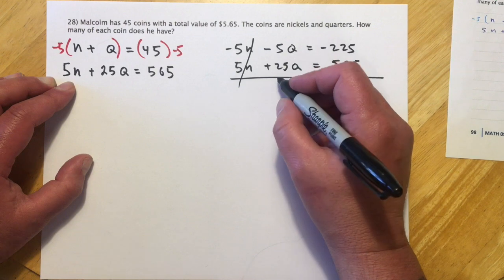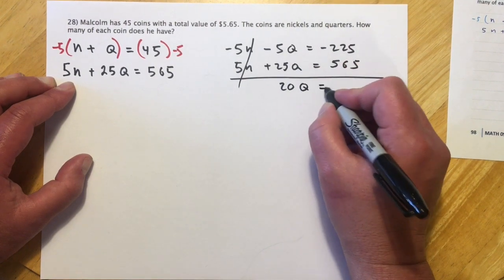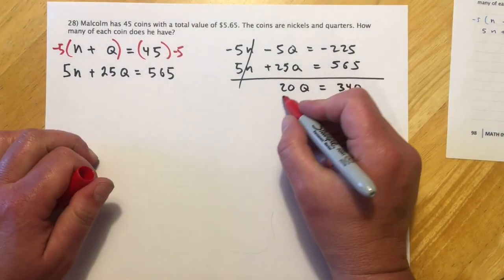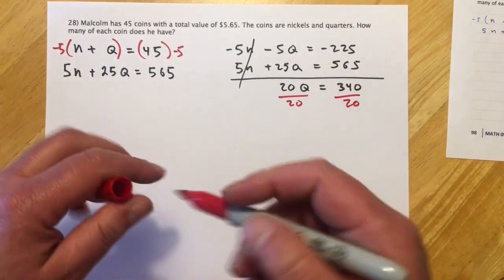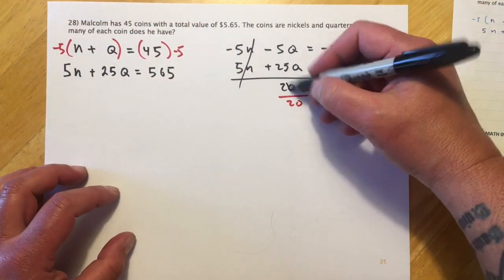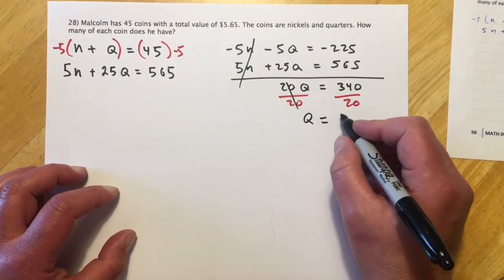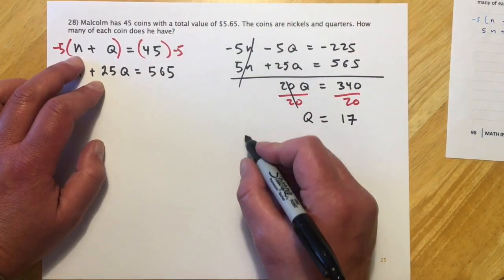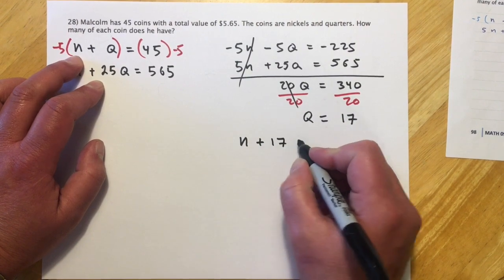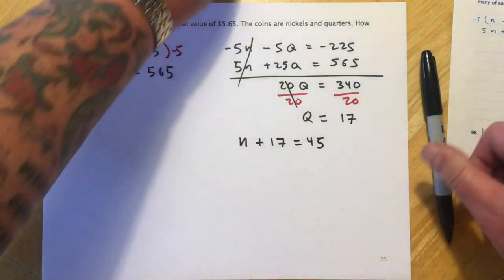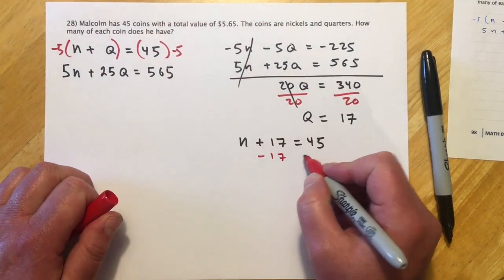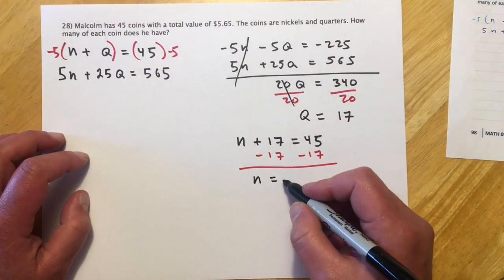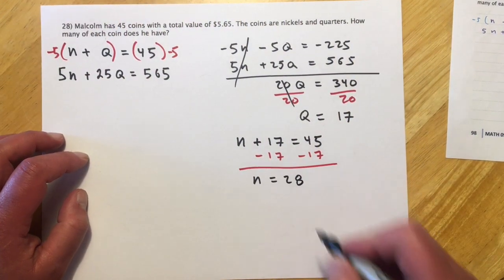And those drop out, which was the plan. And I got 20q equals 340. And then we'll just divide the 20 on both sides. And that cancels, and we got for quarters 17. And then since nickels plus quarters is 45, I can just say nickels plus 17 makes 45. And then we can subtract the 17 over. And that's going to get me nickels is 28.